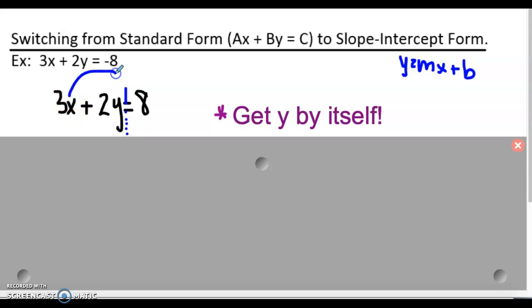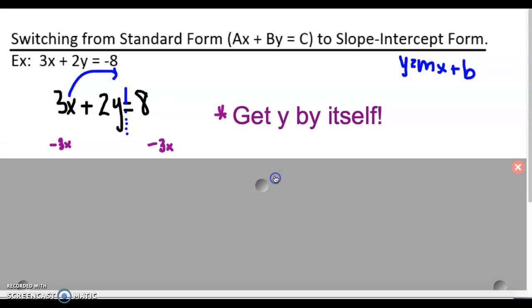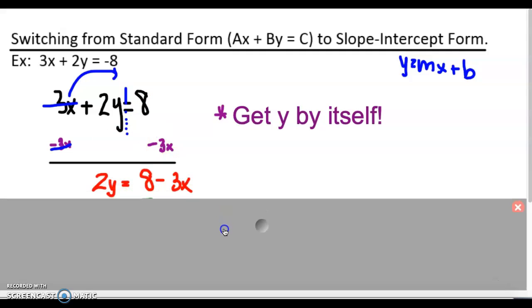So I want to move 3x to the other side, and the way I'm going to do that is by subtracting 3x from both sides. Positive 3x, negative 3x disappear. 2y is the only thing on the left-hand side. 8 and 3x are not like terms, so I cannot combine those. So we've got 2y equals 8 minus 3x, and my goal is to get y by itself.